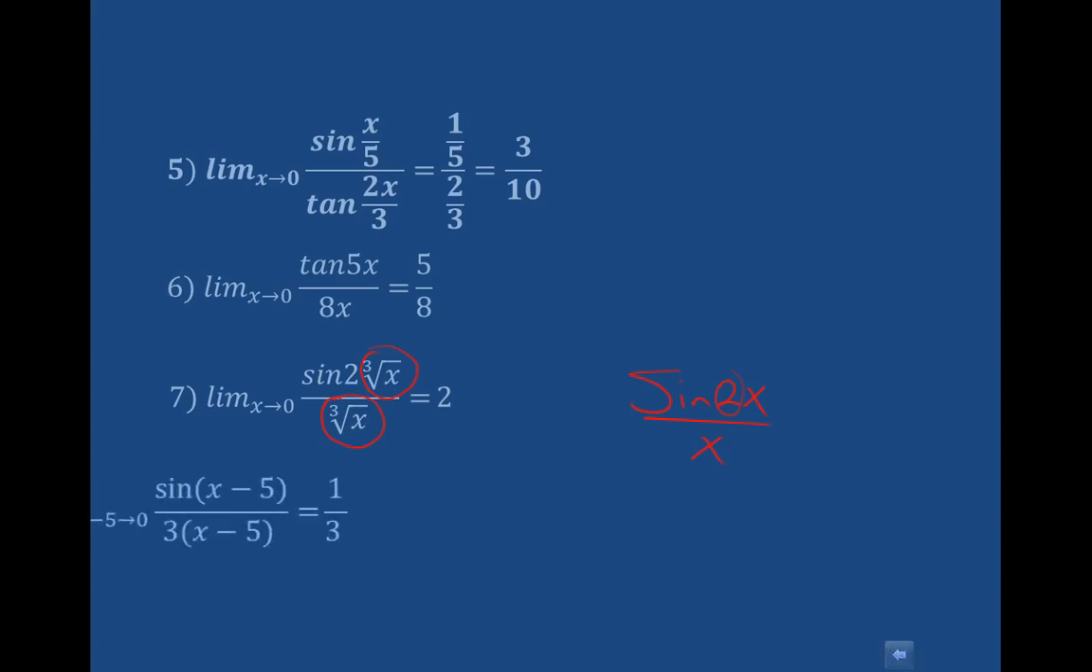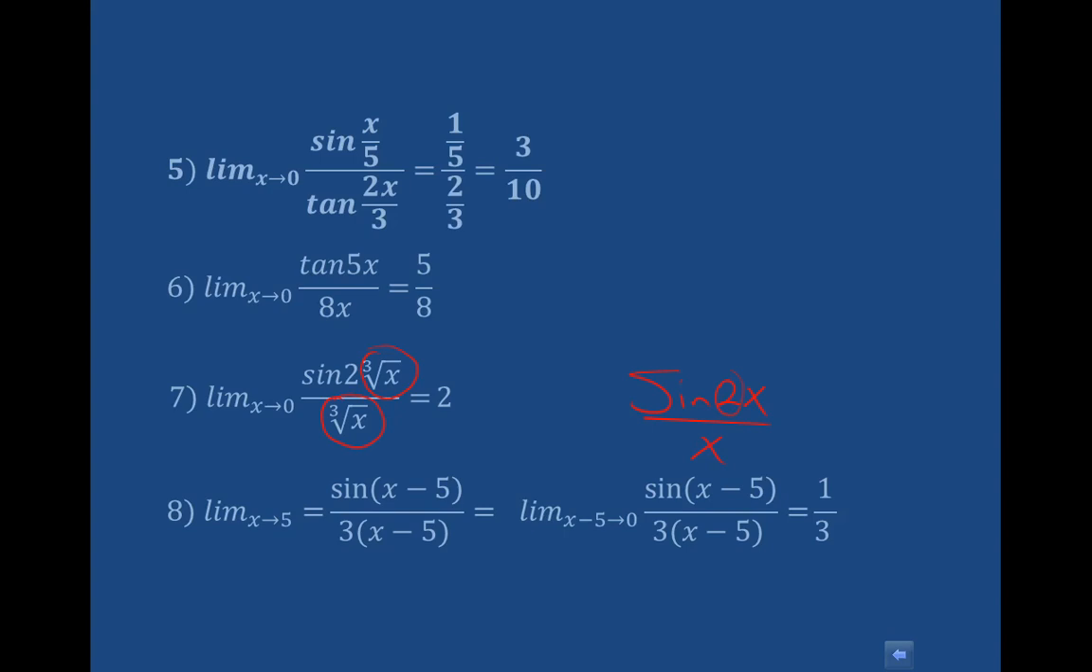Another problem. Limit when x tends to 5 of sine of x minus 5 over 3 x minus 5. Then in this limit, x tends to 5, then x minus 5 tends to 0. Sine x minus 5 over x minus 5 is like sine x over x. Then the value of the limit equals 1 over 3.